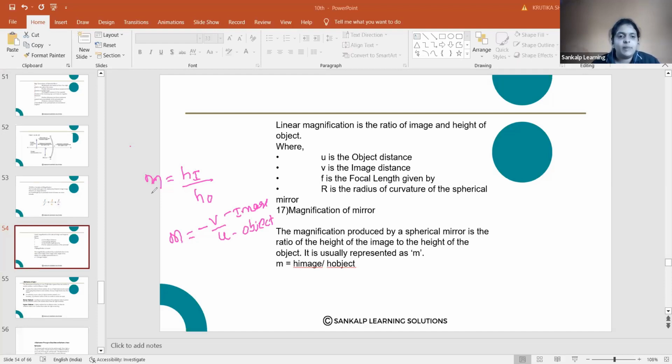So look here, since both are magnification, I can equate them. That is, height of the image to the height of the object is equal to minus V divided by U, because both are magnification. So from this equation you can calculate HI, or HO, you can calculate V also, you can calculate U also. Whatever unknown terms you get, you can calculate them here.